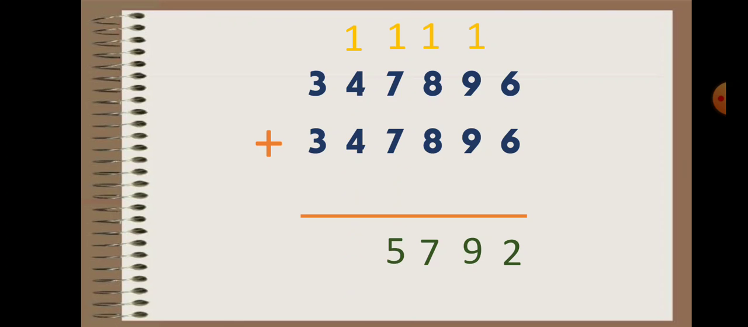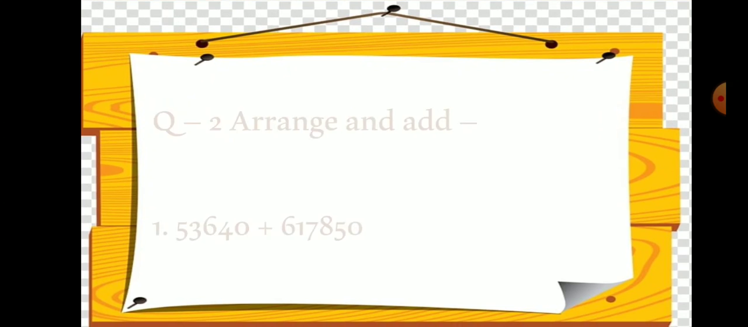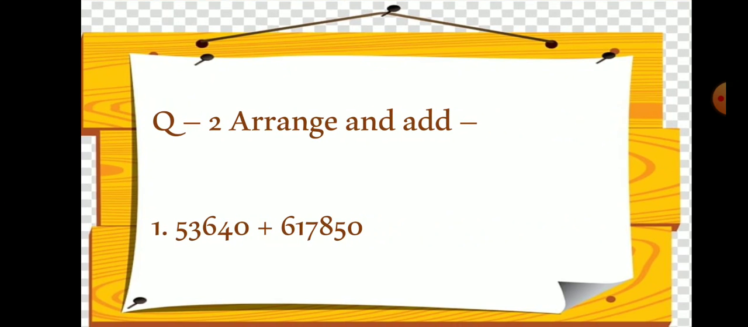4 plus 4, 8. 8 plus 1, 9. And 3 plus 3 is equal to 6. So our answer is 695,792.